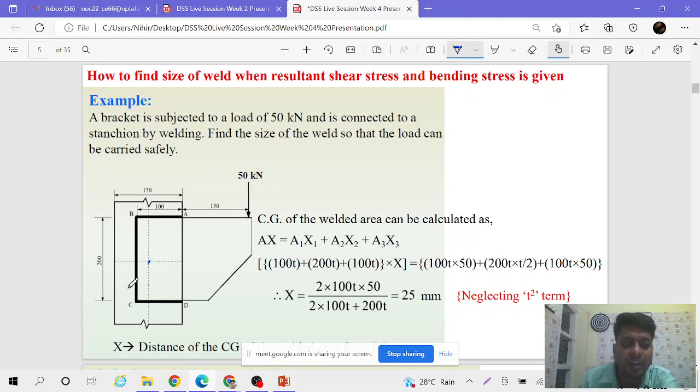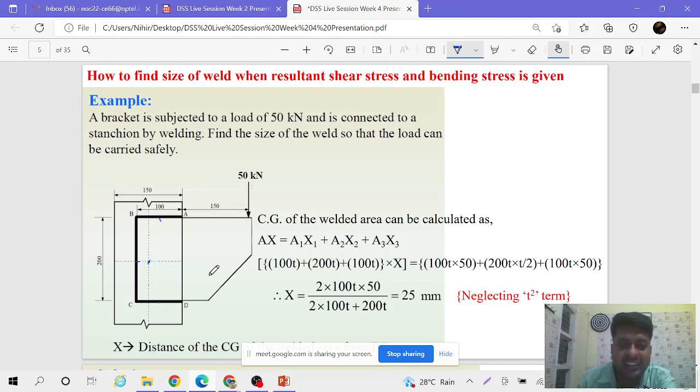Now we have to individually take into account these small portions. If you can see here, this is a small rectangle. Let us suppose the area of this welded portion is A1, the area of this welded portion is A2, and the area of this welded portion is A3, and their centers of gravity are x1, x2 and x3 respectively. The center of gravity of this weld will be here, of this weld here, and of this weld will lie here. So here I have written A x is equal to A1 x1 plus A2 x2 plus A3 x3.